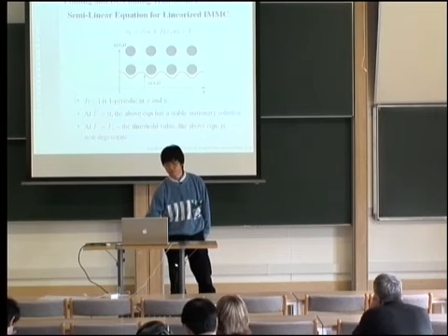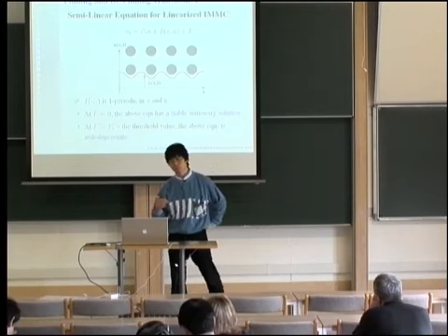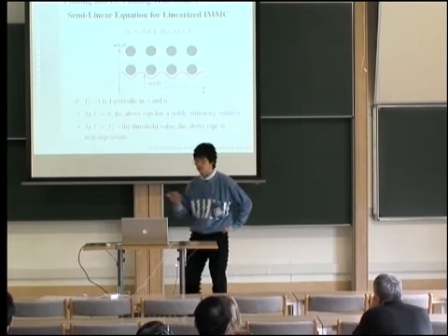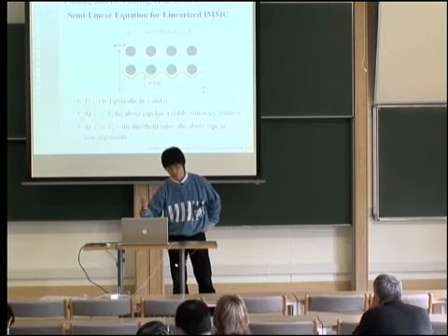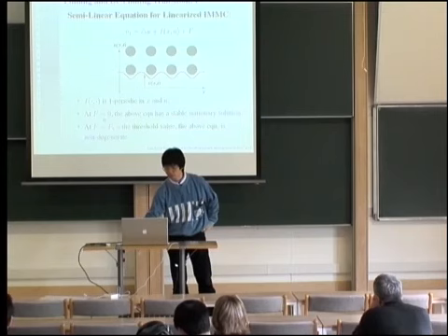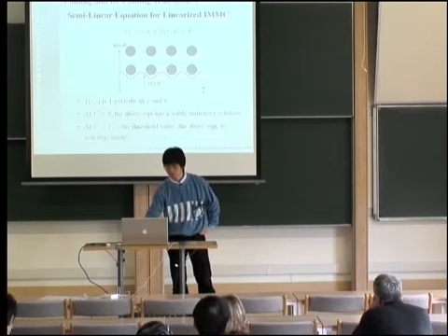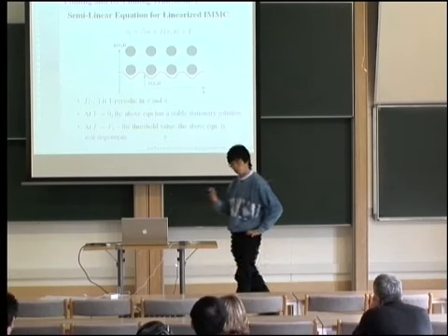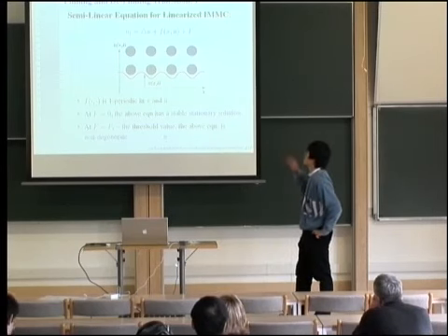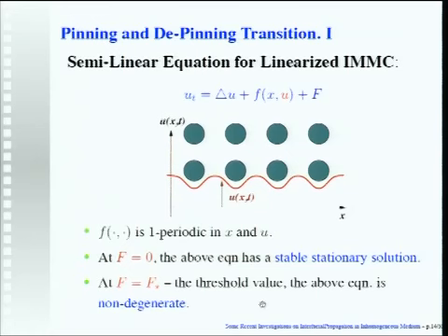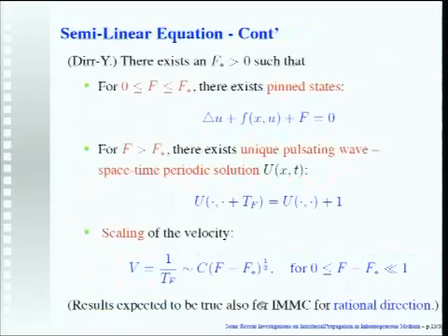Then let's assume f is periodic, and under some generic condition, this assumption can easily be satisfied: when there's no forcing, there's a stable stationary solution, and then at some critical threshold, the equation becomes non-degenerate but loses its stability. So these are generic conditions, fairly easy to satisfy. And after that, we can apply the bifurcation techniques that we studied earlier. Okay, so this is a restatement.